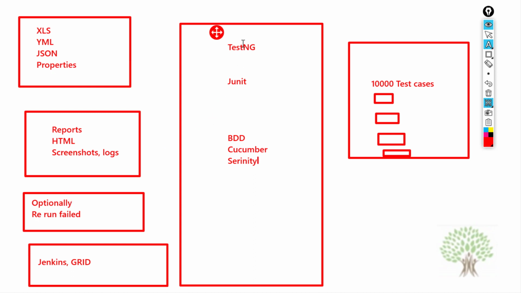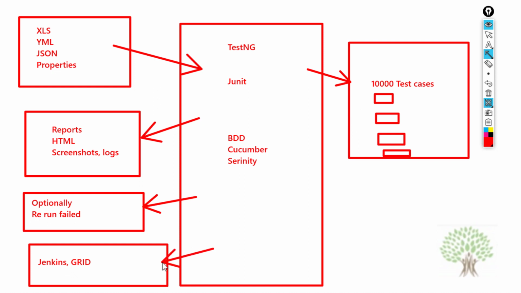Okay, so you have to introduce TestNG in between. What TestNG will do is that it will read the data from some external file, it will pass over the data to the test cases, it will help you generate the reports, it will help you to optionally run the test cases as well, and parallelly run the test cases as well as implement Grid and Jenkins. This is a basic overview of a project structure which I was talking about in the beginning.